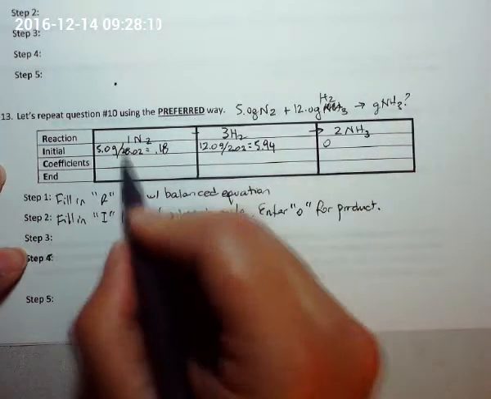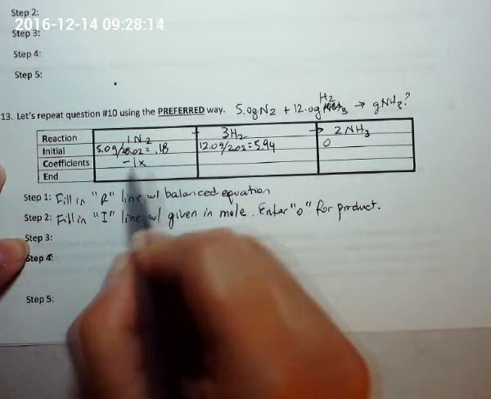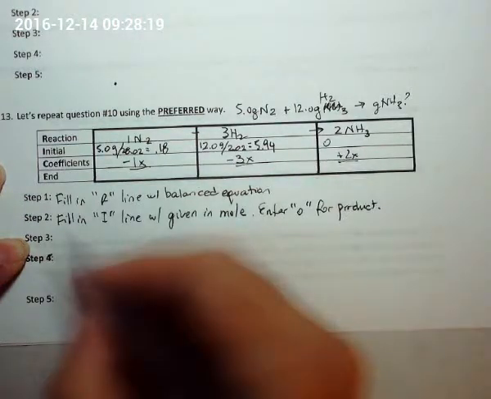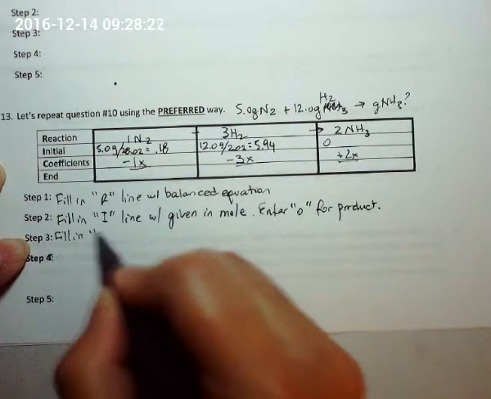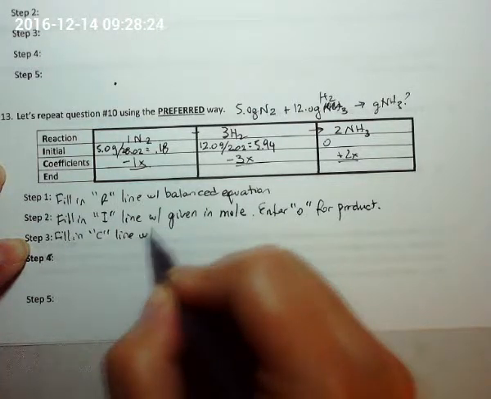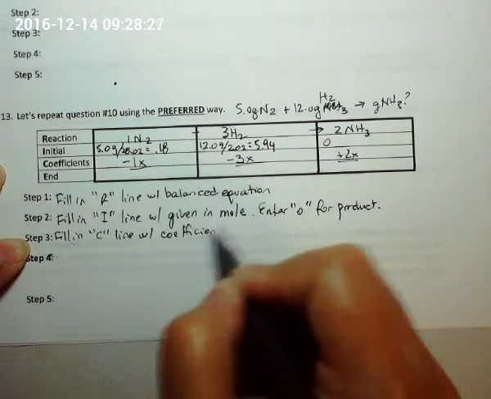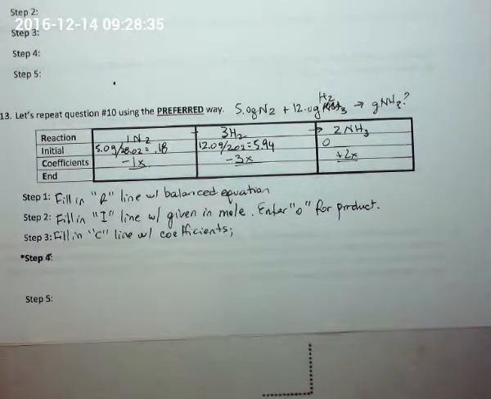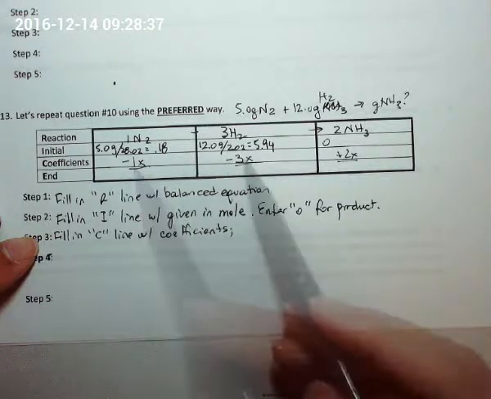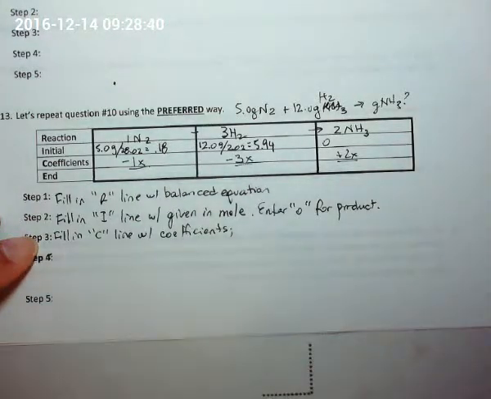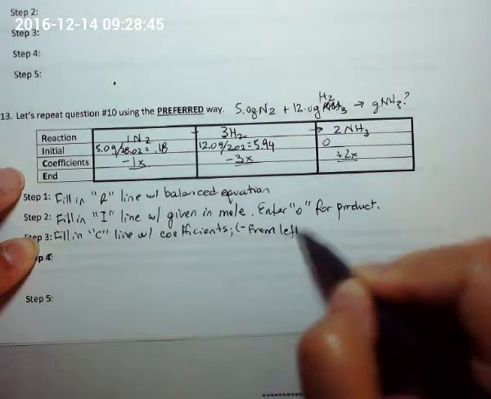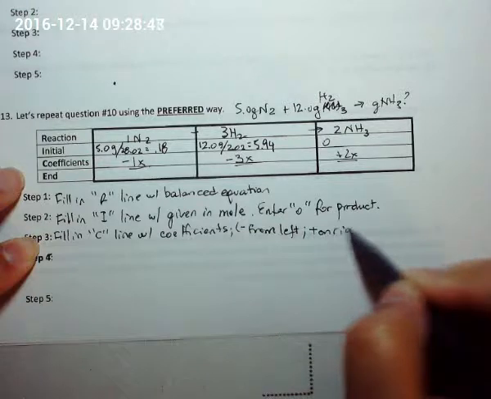All right, step 3. I'm going to go ahead and fill in the coefficients line. This is going to read minus 1x, minus 3x, plus 2x. So we fill in the C line with coefficients. Why am I subtracting on the left? Because you're taking them away. Why am I adding on the right? Because you're making them. All right? And where do these numbers come from? The balanced chemical equation. Right? So subtract from left, add on right.